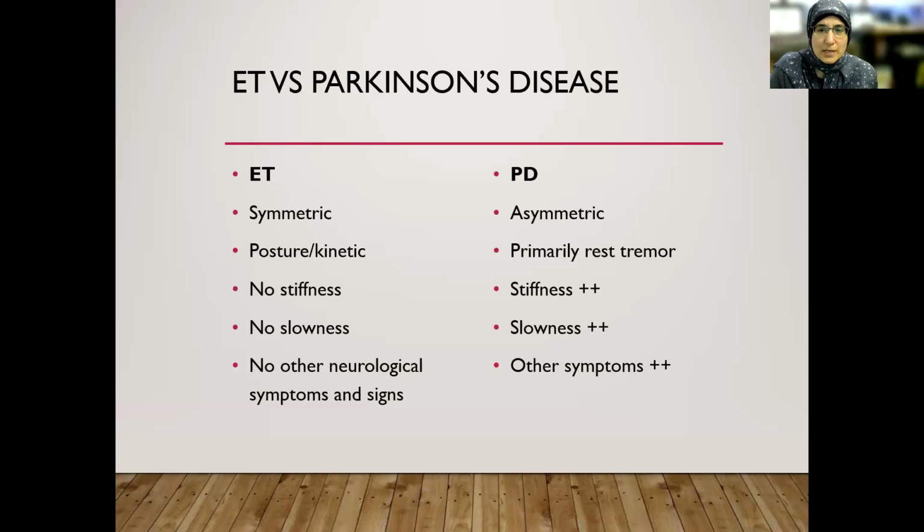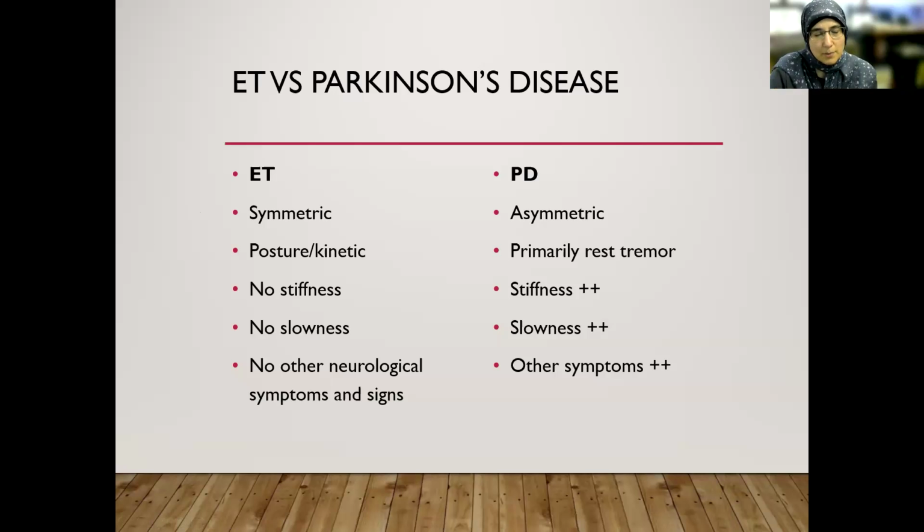Now, an important thing is how do we differentiate whether this is essential tremor or Parkinson's disease tremor? So essential tremor is symmetric. Most of the time it's present in both arms, whereas Parkinson's disease tremor is asymmetric, meaning it's more common or predominant on one side. And that asymmetry is very pronounced in Parkinson's disease for the longest time. In essential tremor, the tremor is predominantly with sustained postures or with movements, whereas in Parkinson's disease, it is primarily at rest.